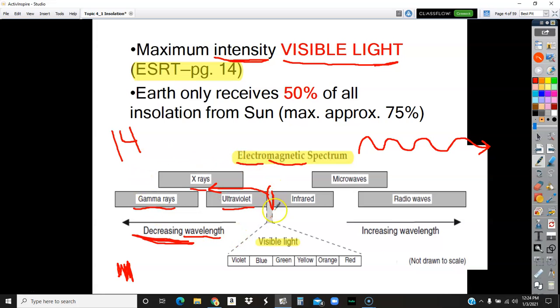So these are all part of the insolation: the gamma rays, the X-rays, the ultraviolet, and the visible light. Then you take this visible light and it's broken up into the colors, right? Roy G. Biv, when you look at a rainbow. And so you've got your red, orange, yellow, green, blue, and violet. Again, broken down by wavelength. Violet and blue are shorter wavelength.